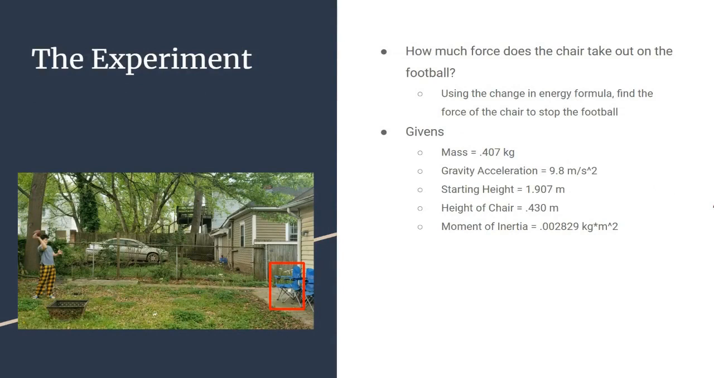We'll be using the change in energy formula, and the givens of the system are that the mass of the football is 407 grams, the gravitational acceleration is 9.8 meters per second squared, the starting height of the football is 1.907 meters, the height of the chair is 0.430 meters, and the moment of inertia of the football, which we found in a study online, was 0.002829 kilograms times meters squared.